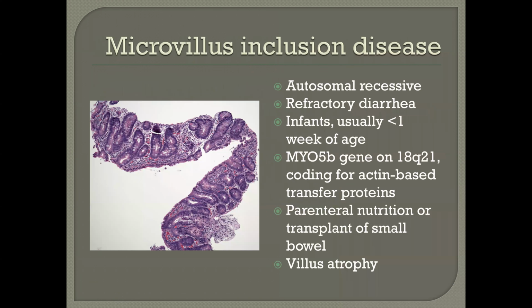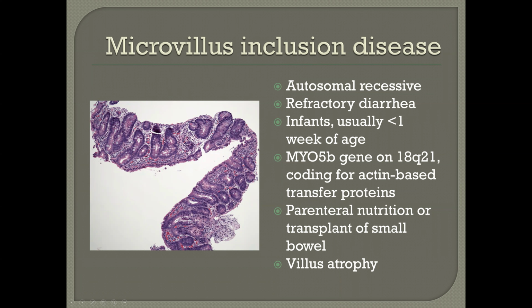Another specific disorder in terms of epithelium is what's been termed microvillus inclusion disease. This is a genetic autosomal recessive disorder resulting in refractory diarrhea that oftentimes presents at a very young age. The specific gene marker has been worked out. This requires parenteral nutrition or potentially even transplant. And as you can see here, we've got very marked villus atrophy.